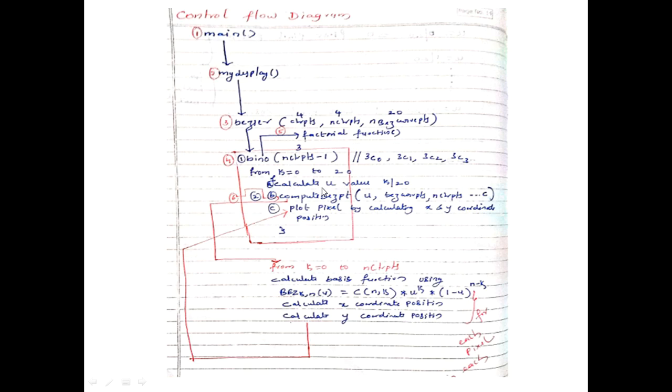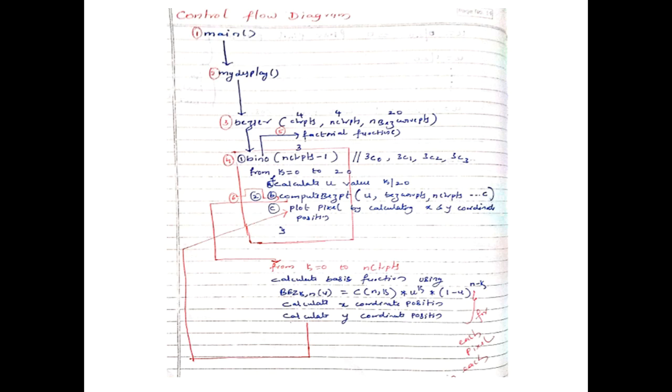So assume that we calculated the first u value, that is 0 by 20, which will give 0 only. After calculating the u value, immediately we call one more user defined function called compute Bezier point. This compute Bezier point takes a number of arguments: u value 0, Bezier curve points 4, and number of control points 20, and we are using the pointer concept also here.